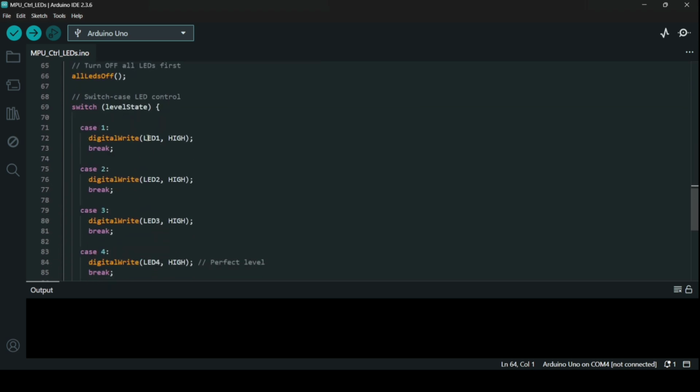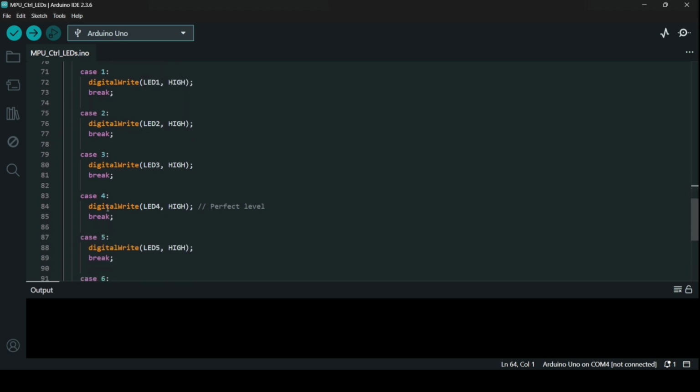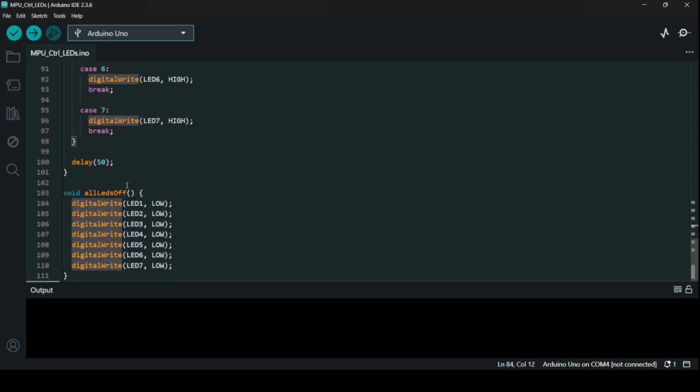So for case number 1, LED 1 will glow, for case number 2, LED 2 will glow, and likewise all the LEDs will start to glow. And perfect level exists at case number 4. And this is the function for all LED off. Right, there is low signal on all the LEDs.